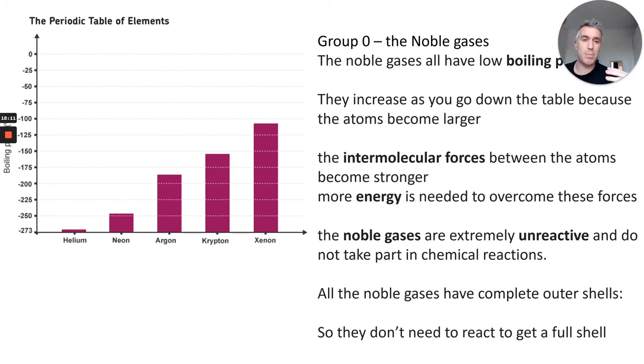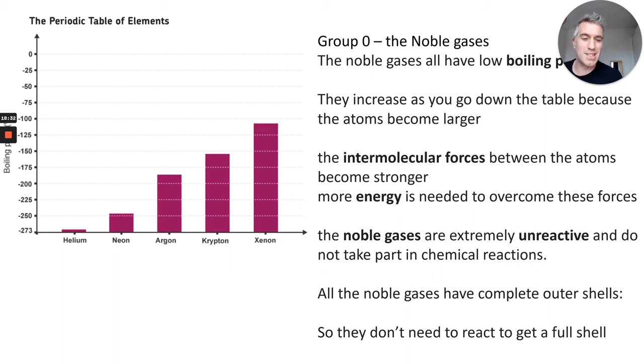As you go down the periodic table, the atoms become bigger because they have more shells. And they have more protons and neutrons. So the atoms get bigger, and so therefore the forces between the atoms get stronger, and then it's harder to melt them or boil them. So the energy needed to overcome increases.